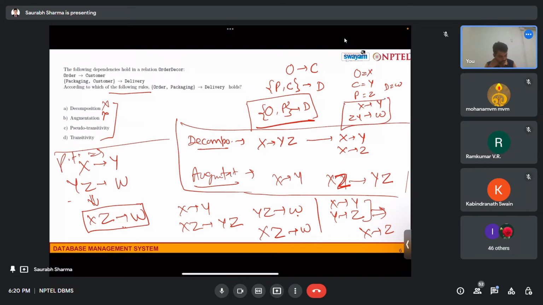So what we want is OP determining D. So O is X, P is actually Z, and D is equal to W. So you can see X determines Y, YZ determines W, and XZ determines W. So it should be pseudo transitivity, and it's not transitivity because there is not such kind of relation: X determines Y, Y determines Z, and X determines Z. Okay. So answer is C.